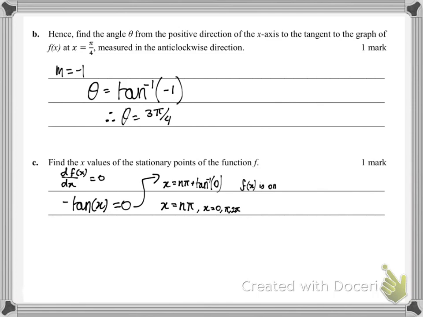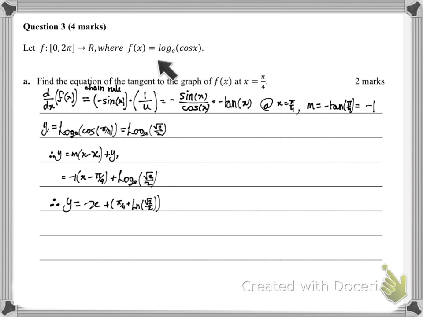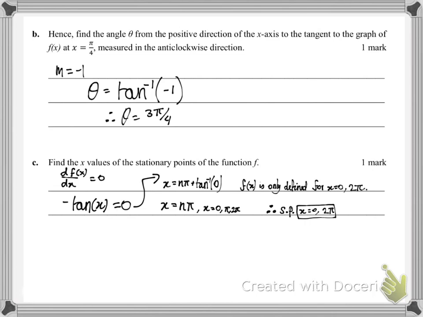However, when we check with the original f of x, then x equals pi is an issue, because when we sub x equals pi into the original function, that being log of cos of x, if we put a pi there, cos of pi is negative 1, and then log of negative 1 is undefined, and that's not good. We don't want an undefined value, so we can't use x of pi. So that means only 0 and 2 pi are the valid stationary points.